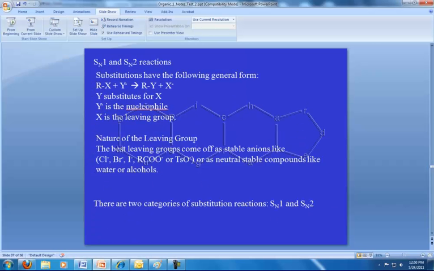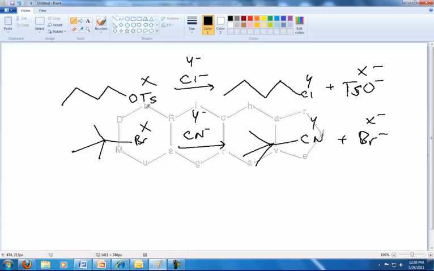Now let's look at two examples of substitution reactions. You've got the X here, that's the leaving group, and the Y minus is going to come in and substitute for the X. So you see the Y minus comes in, it becomes neutral then, so Cl minus becomes Cl, and the OTs minus becomes TsO minus. So that comes off as a negative charge. So if this enters as a negative, that comes off as a negative.